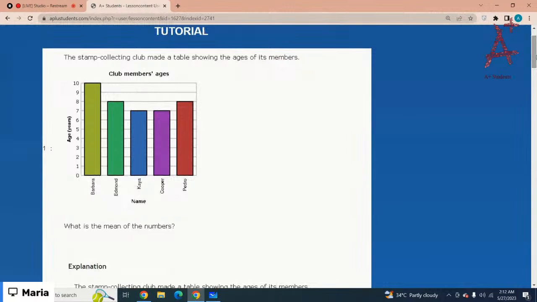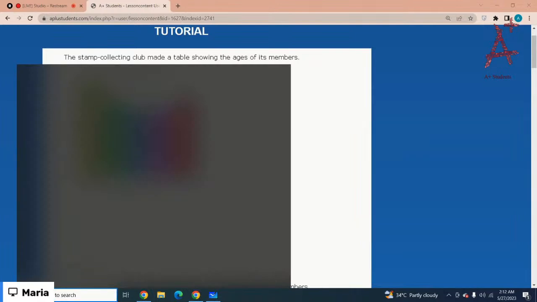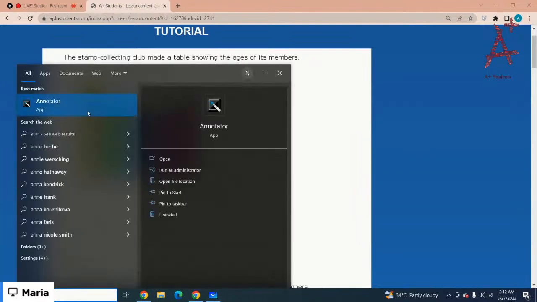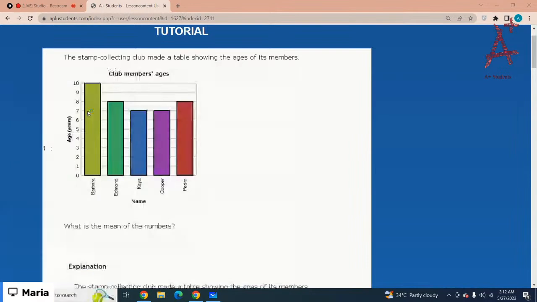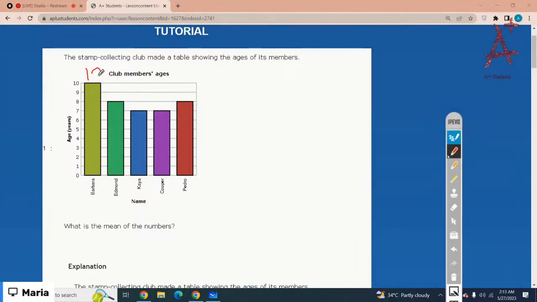A stamp collecting club made a table showing the ages of its members. So here is the table that shows the ages of the members. What is the mean of the numbers? You have to read the data from the graph and calculate the mean. So let's just see. Barbara has 10 members. This one is 8. Just match these lines. Here you have 7, here you have 7 and here you have 8.